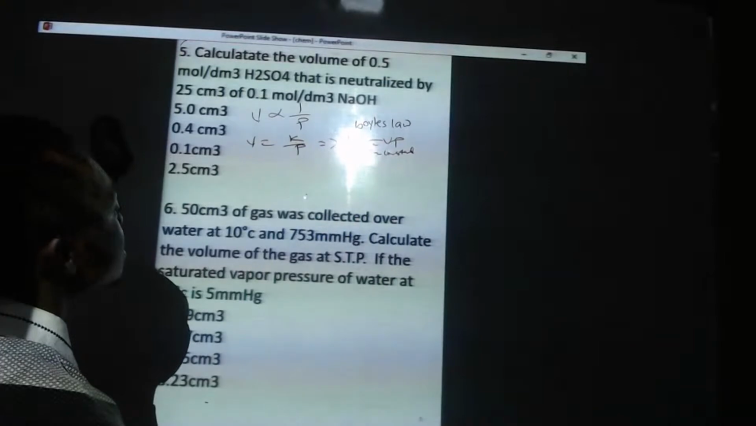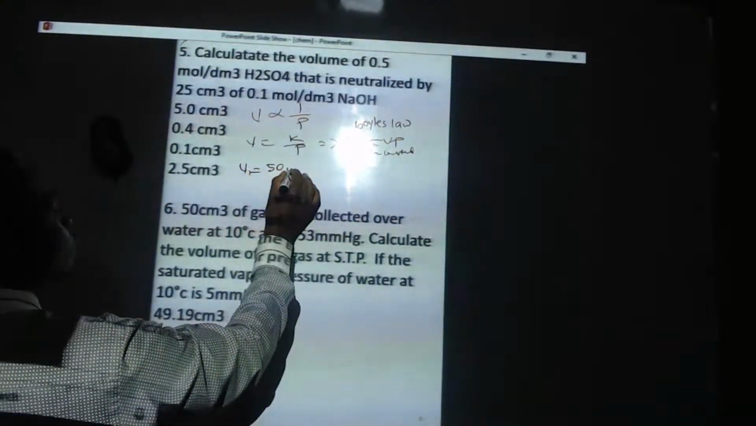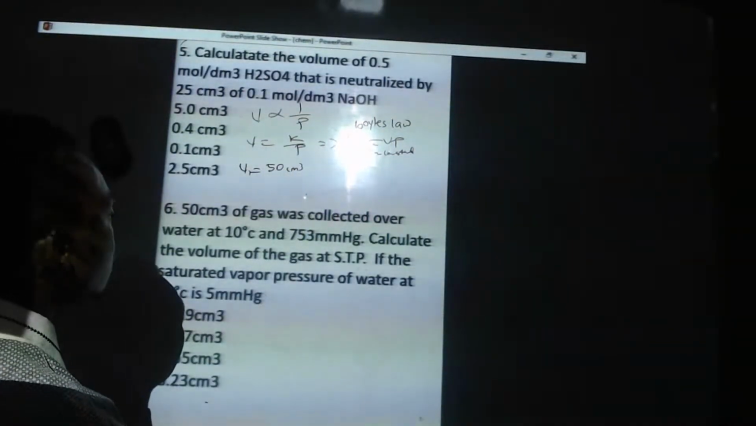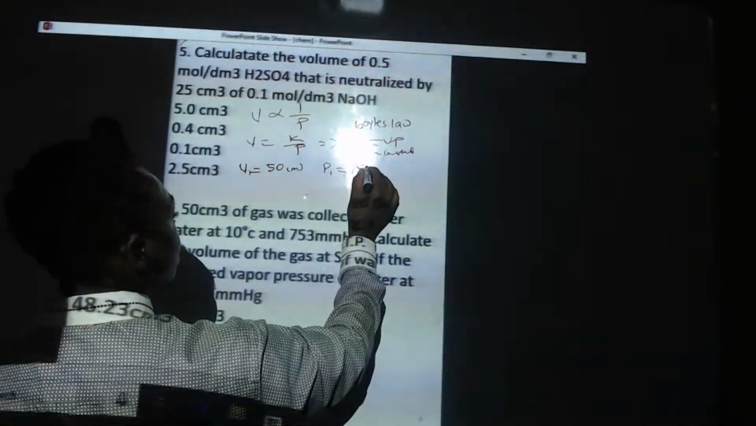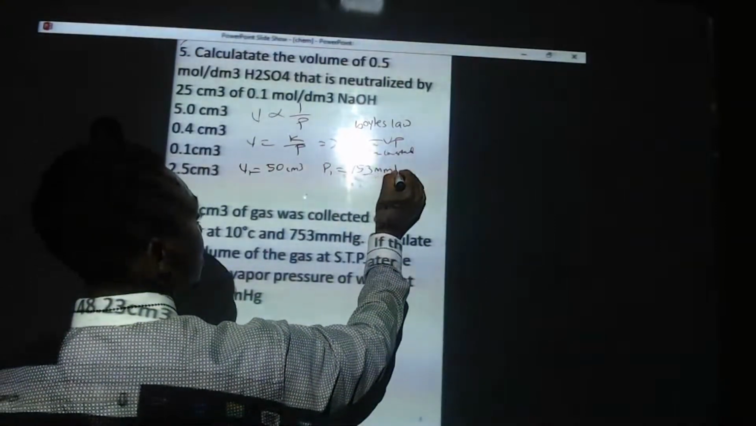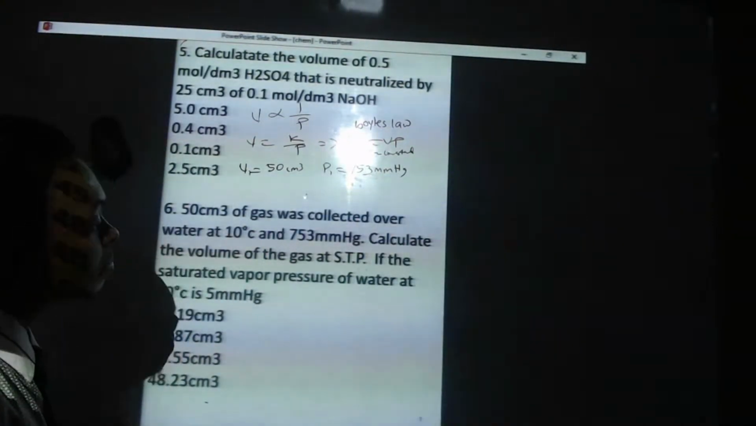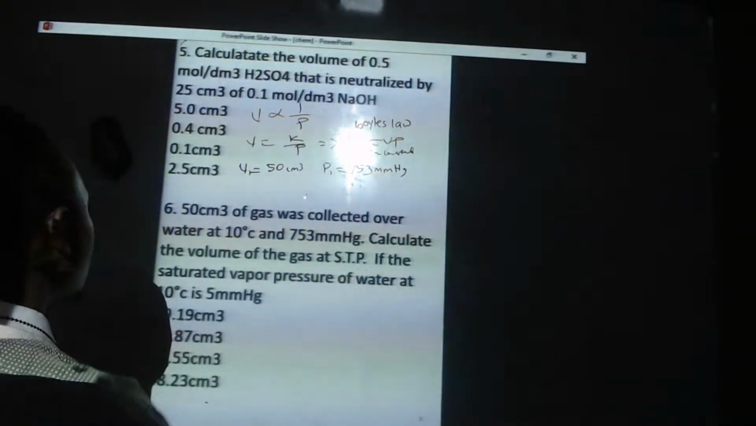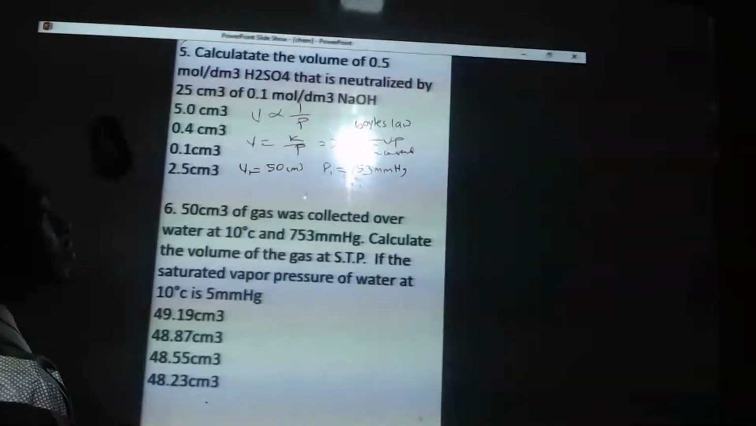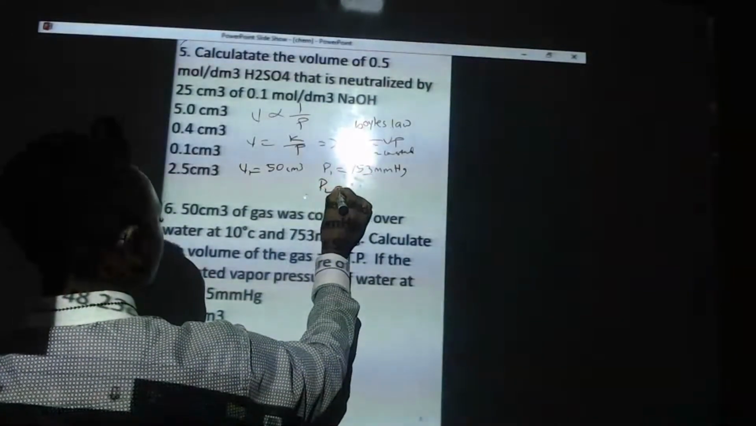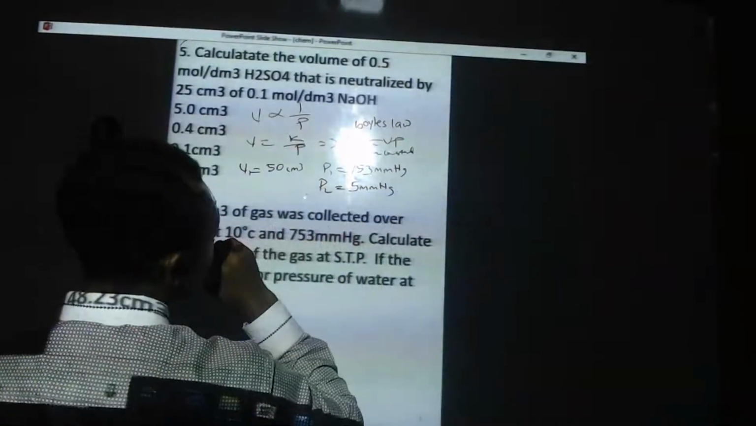Being given that 50 cm cube of gas was collected, your V1 is equal to 50 cm cube collected over water, and then your pressure P1 is 75 millimeter mercury. Then calculate the volume of the gas at STP, which is standard temperature and pressure. The saturated vapor pressure of water at this temperature, so your second pressure P2, is 5 millimeter mercury. So you can see that it's very, very easy to solve now.